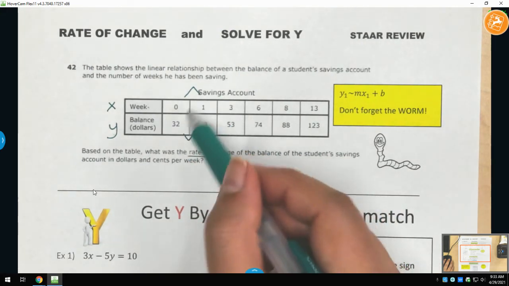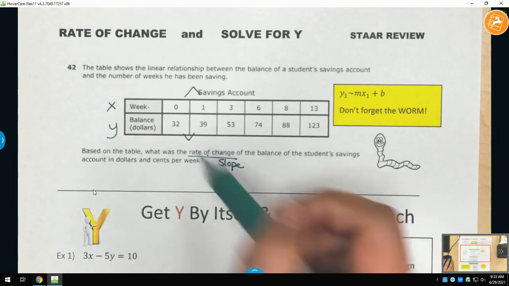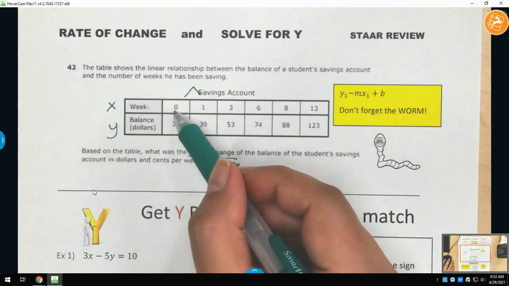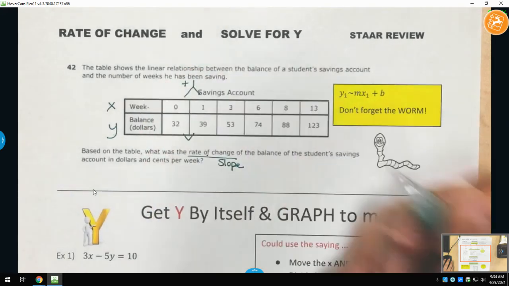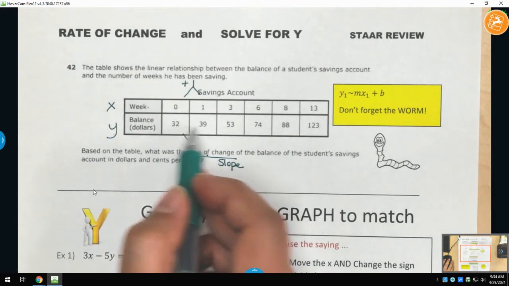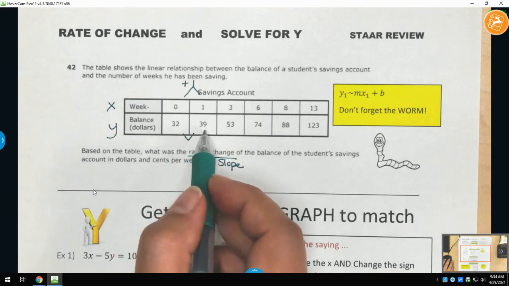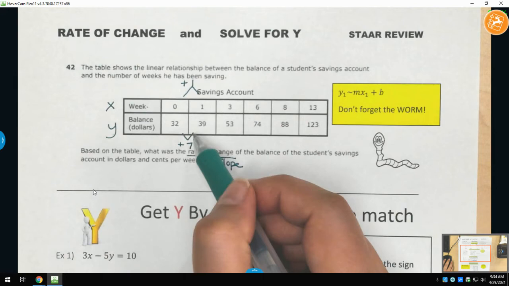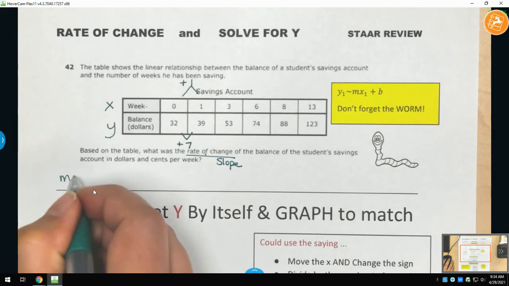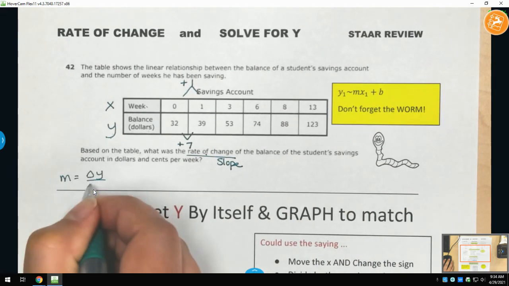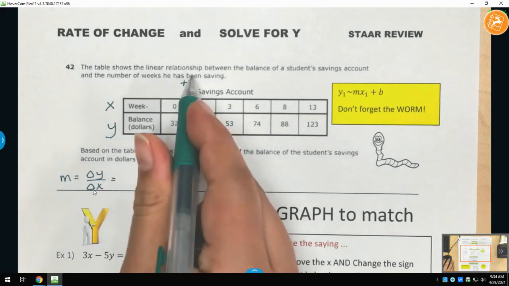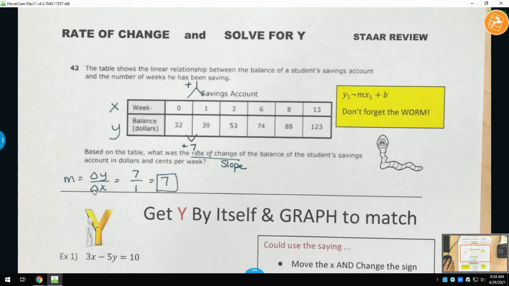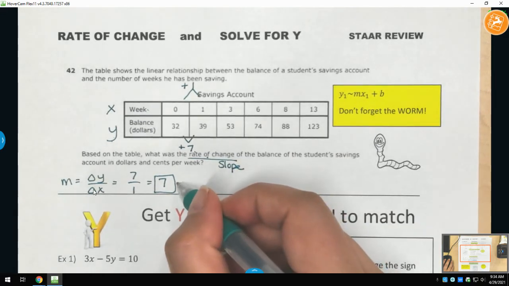When we're looking at our table, we can pick any points we like. These are probably the friendliest. So what happened from this week to that? We went up 1 week, so plus 1. What happened in our savings account? 32 to 39 is up 7. And so just creating our rate of change, which is the change in Y over the change in X, 7 over 1, or just 7, is our answer. So we'd be gridding 7.